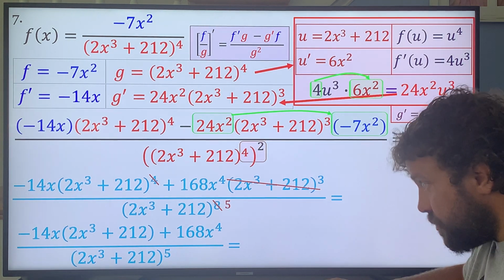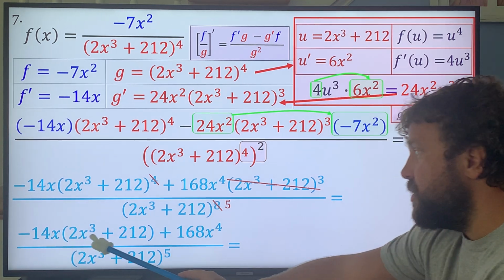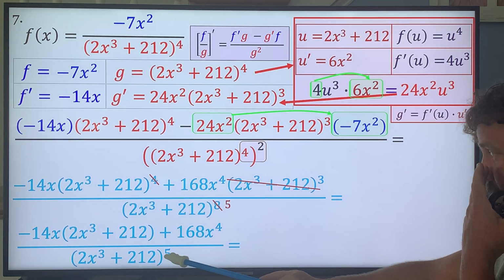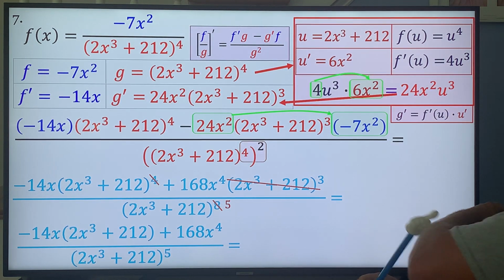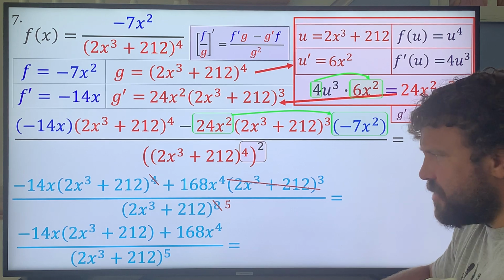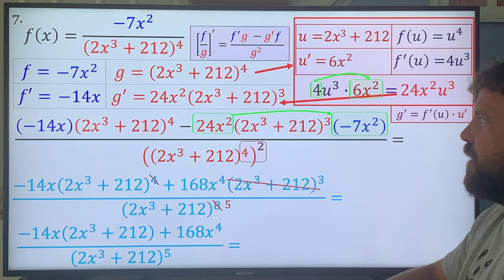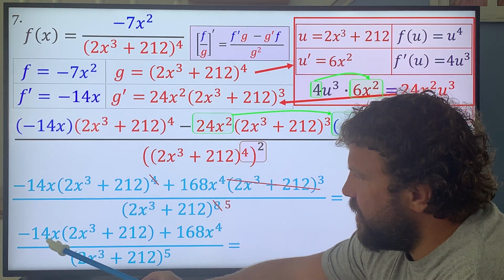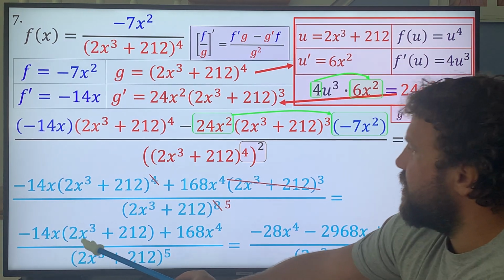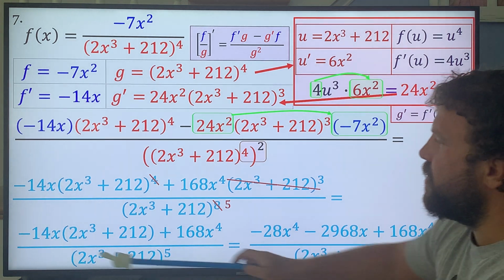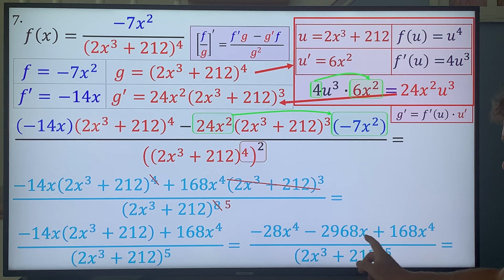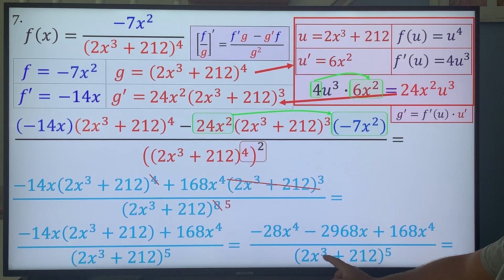Now, your answer is negative 14, 2x cubed plus 212 plus 168 x to the fourth over 2x cubed plus 212 all to the fifth power. You don't want to leave it like that though, do you? No, we can go further. How do we go further? We can take this negative 14x and we can distribute it. Negative 14x times 2x cubed is negative 28x to the fourth. Negative 14x times 212 is negative 2,968x plus 164x squared over 2x cubed plus 212 to the power.